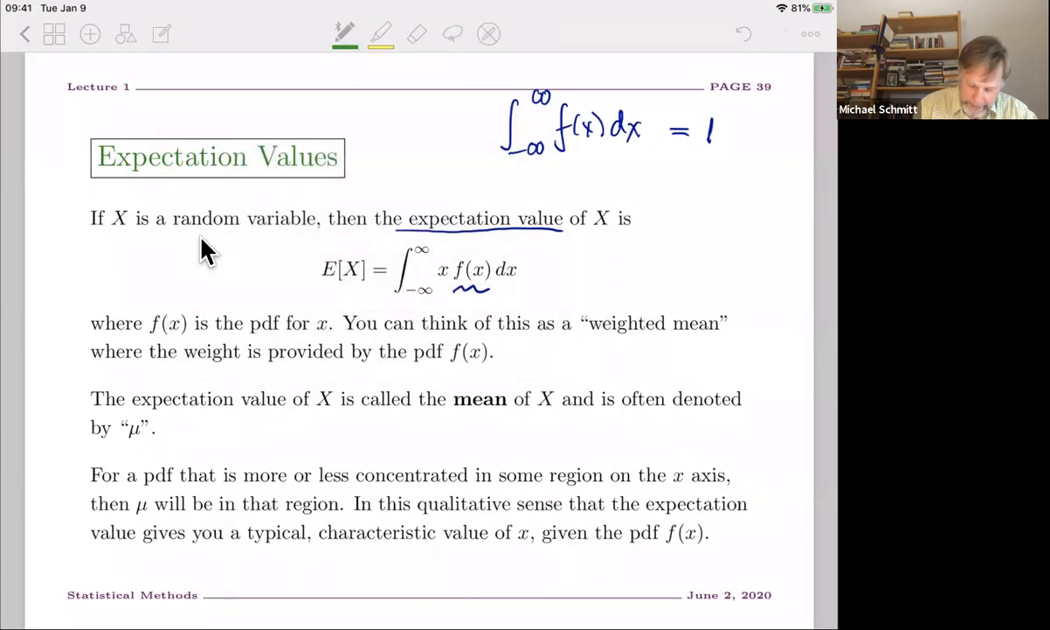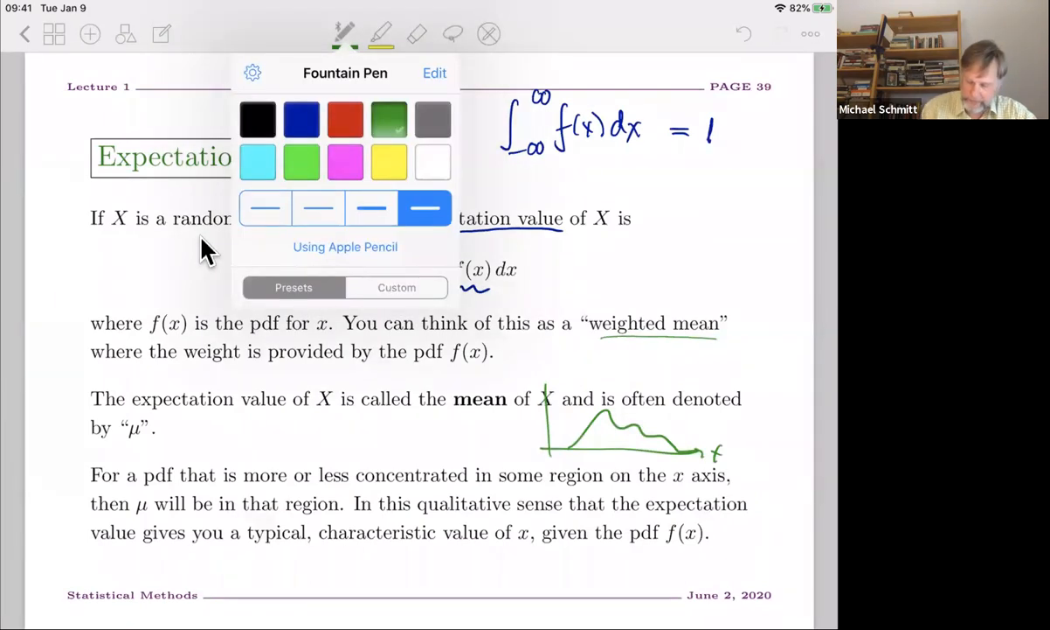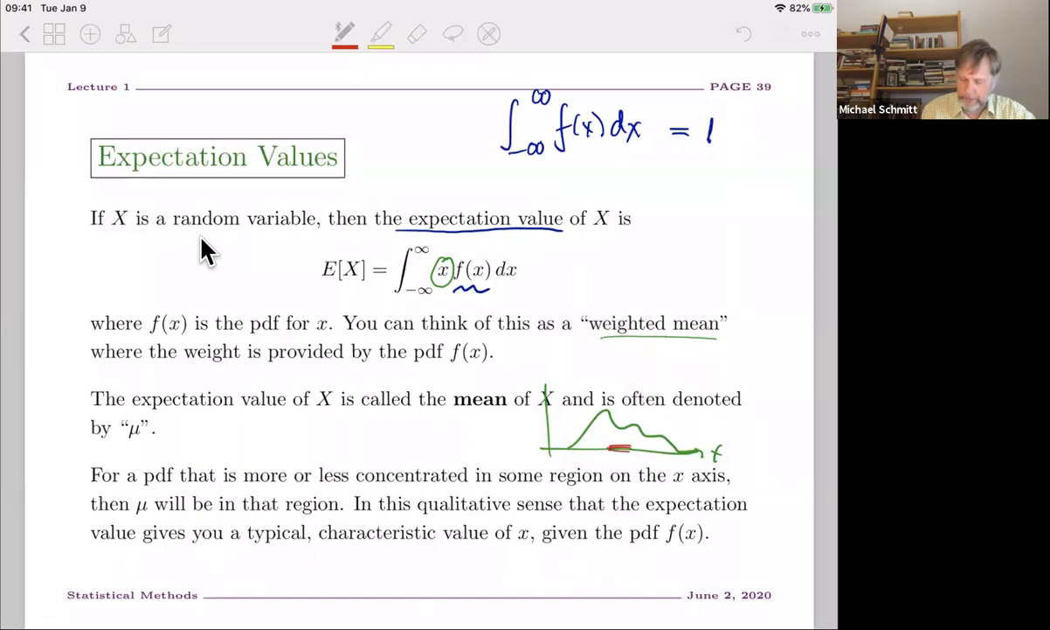But that's not what this is here. It has that all important x in front. And so this is the expectation value of capital X. It's in a way the average value for x given the shape of f of x, right? So sometimes people say it's like a weighted mean of x. Okay, and in fact, we call it the mean of x, and it's often denoted in this kind of work by the Greek letter mu. Okay, so if the PDF is more or less concentrated in some region on the x-axis, so here's x. If the PDF kind of looks like this, well, the mean is going to be in here someplace, right? The mean is going to be, I don't know exactly where, but it's going to be in the middle, okay?